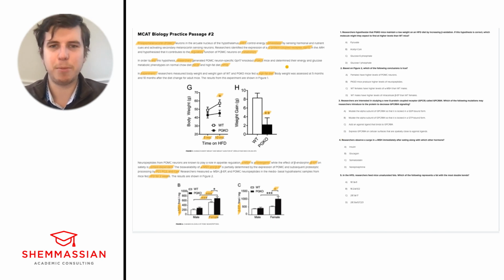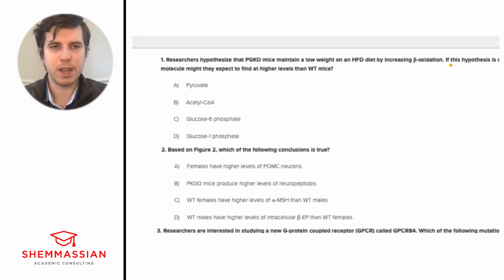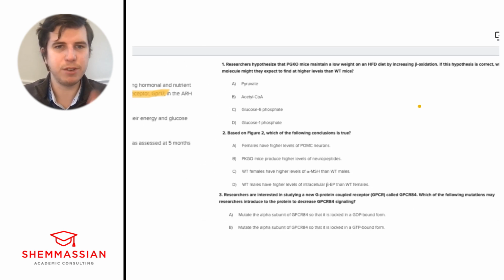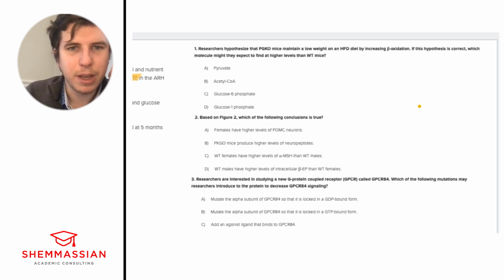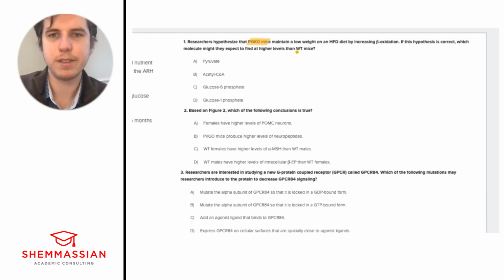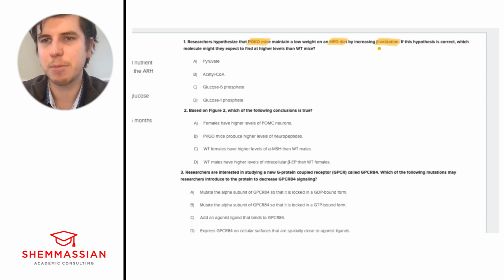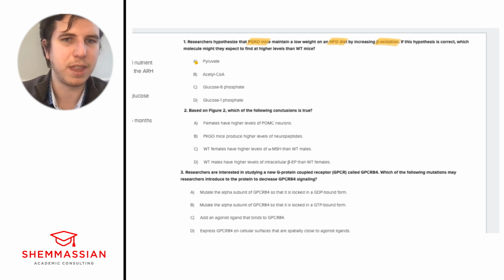Okay, so hopefully you remember a little bit about what we went through on that passage, but we'll go back to each part as we get to it. So number 1: researchers hypothesized that PGKO, our knockout mice, maintain a low weight on the high-fat diet by increasing beta oxidation. So we should know what that is. If this hypothesis is correct, which molecule might they expect to find at higher levels? So what will we have at higher levels than the wild type if this theory is correct?